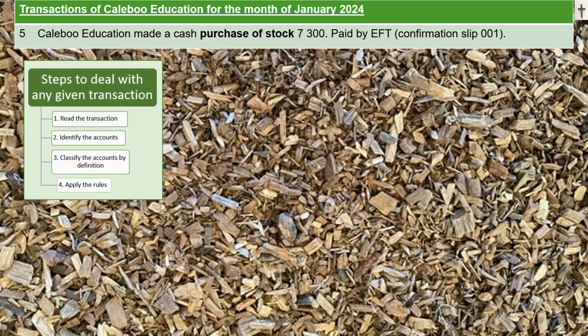Number two, which took place on the 5th of January: read the transaction, identify the accounts, classify the accounts by definition, and apply the rules. Calibre Education made a cash purchase of stock, 7,300, paid by EFT, confirmation slip. Cash means one account will be bank. What are we buying? Stock means trading inventory. One account is bank and the other account is trading inventory.